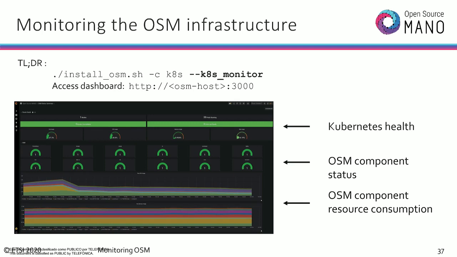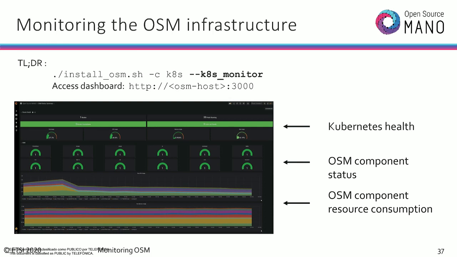Then, in order to access the dashboards that are enabled, it's just a matter of pointing to the host on which you are doing the deployment using port 3000, and you will get access to a set of dashboards that I will describe in the following slides. Here you have a picture of the main one, the OSM summary dashboard, in which you can see each one of the OSM components and which state it is in.